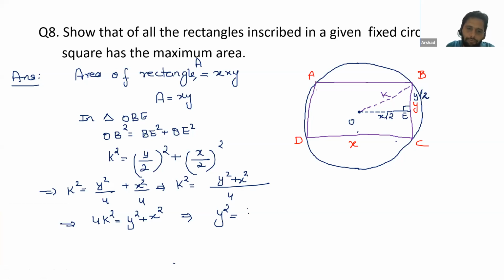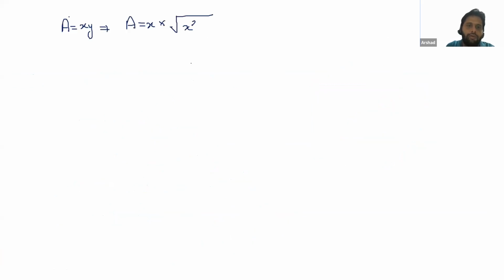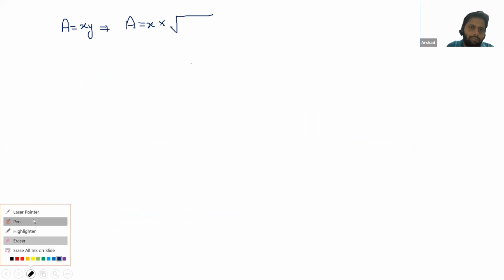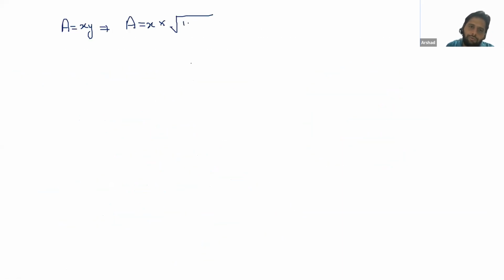So Y square is 4K square minus X square. Okay, I will repeat this. So Y is equal to under root of 4K square minus X square. So here area is equal to, in place of Y, we will put this value, 4K square minus X square. Okay, so this is the area.